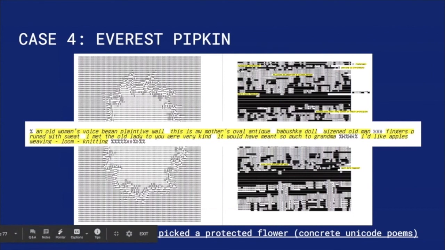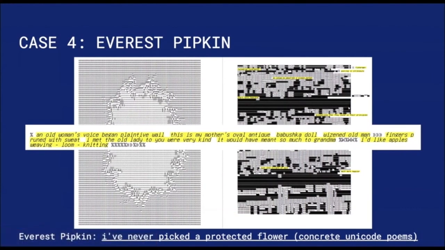For comparison, take a project by artist Everest Pipkin, I've Never Picked a Protected Flower. In this work, the poems included in the book use titles scraped from forum posts of users of wordreference.com, an ESL forum for translating phrases and idioms. While not AI generated, Everest's scraping technique is similar to the dataset creation process used for training models.